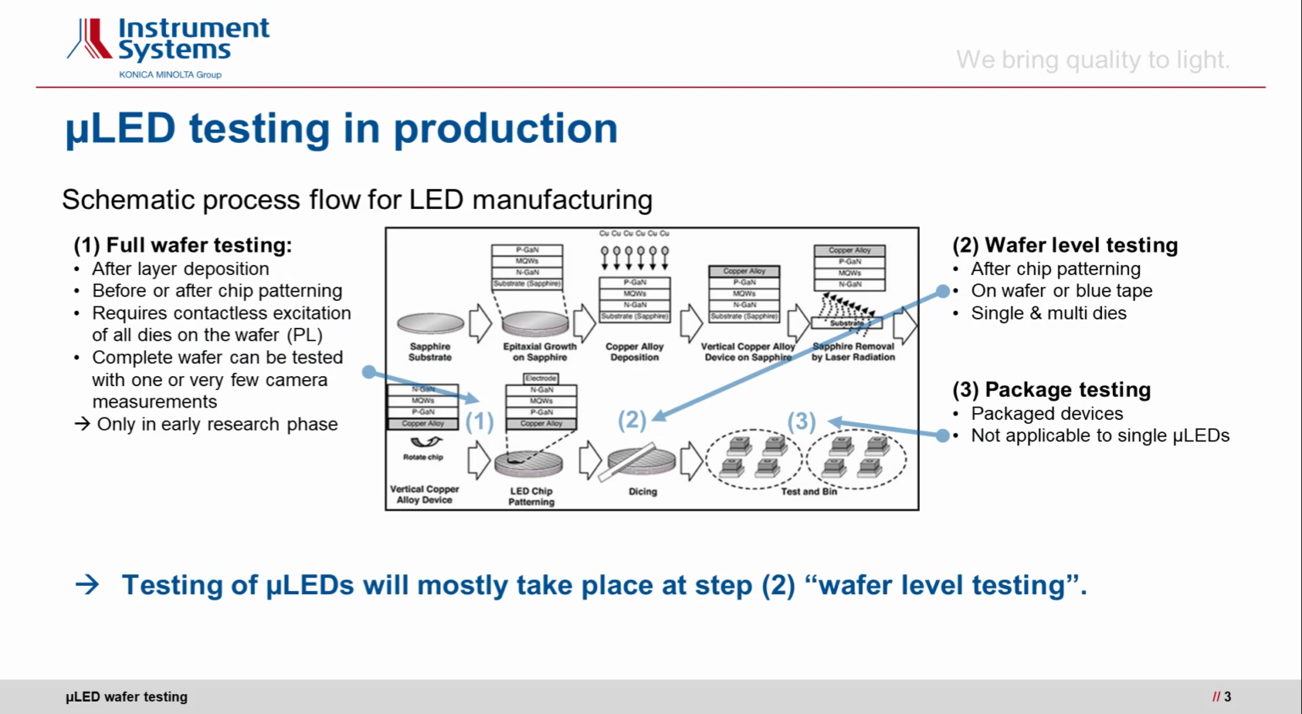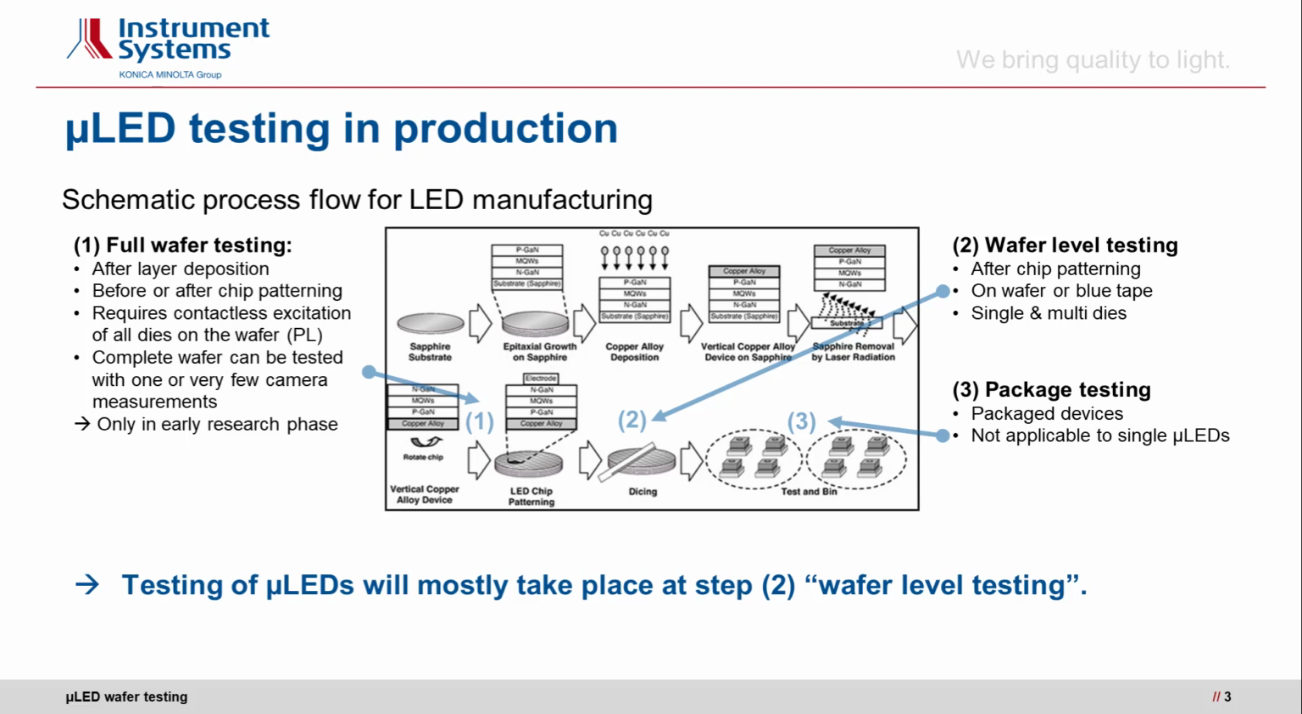The next slide shows a schematic process flow for LED manufacturing. This may be different from manufacturer to manufacturer, but the basic steps are more or less the same. LED testing, optical testing, takes place usually at 3 different steps. First, the full wafer testing, which can be done after the EP layers have been deposited, and it's usually done before or after chip patterning.